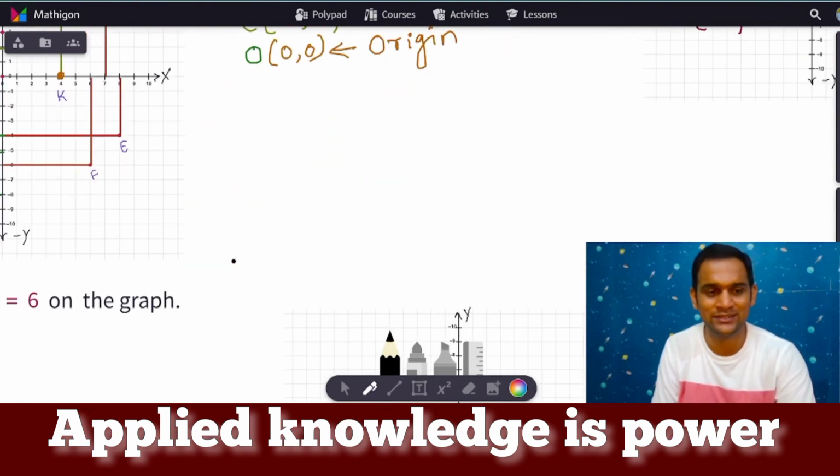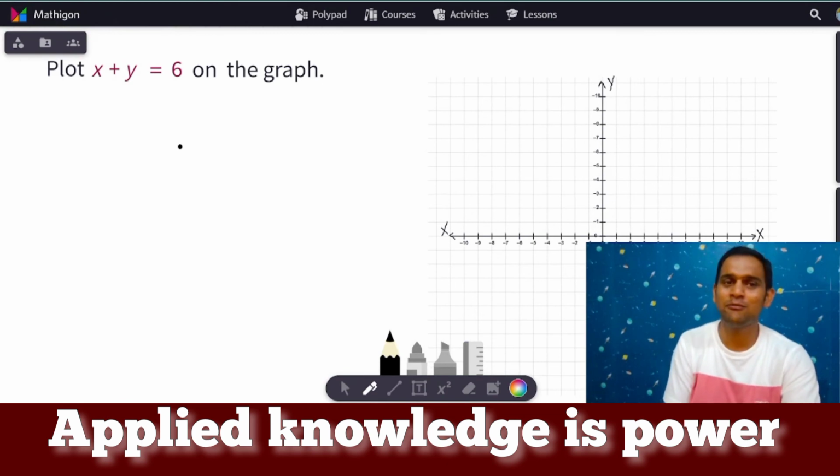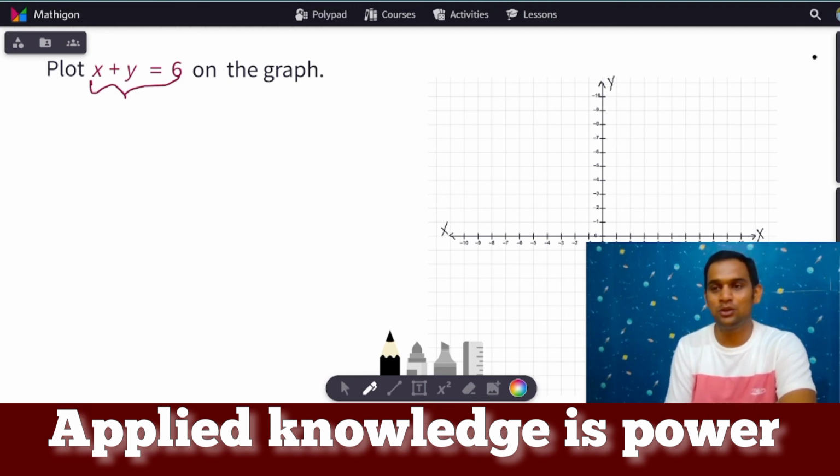So before we start the next chapter, I have one interesting question for you. Now we have plotted different points. How will we plot an equation? The number one thing we do is we try to find all the coordinates which satisfy this particular equation. Now what do we mean by satisfy? LHS equals RHS. So x plus y, where x is the abscissa and y is the ordinate, must be 6. So what are the coordinates?